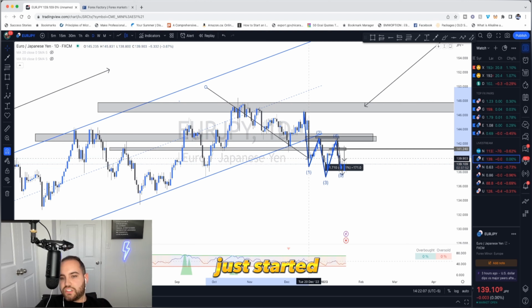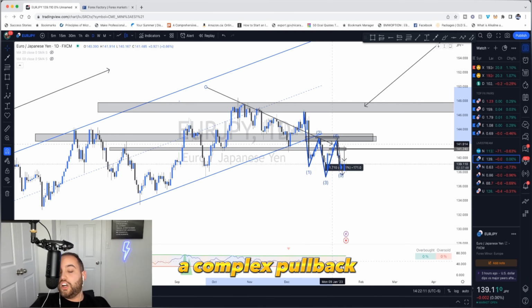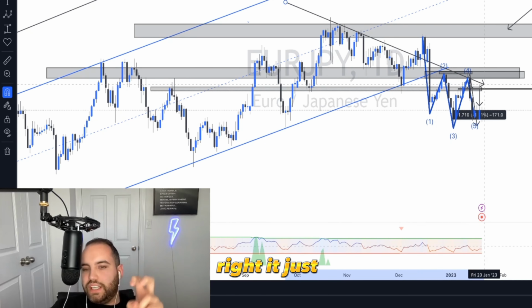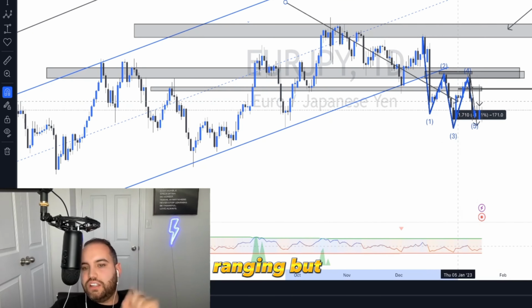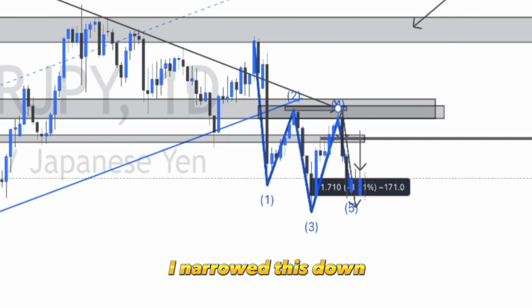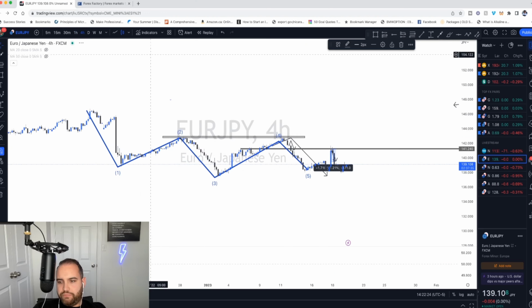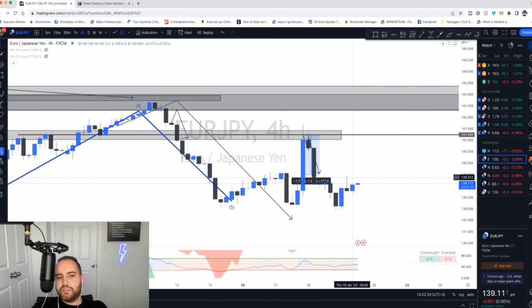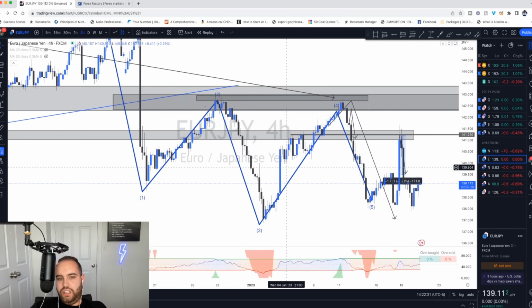Even though we could have just started to look, because technically it retested and created a complex pullback and retested these highs, right? So it didn't really create a lower low, right? It just kind of started ranging. But what was this? This was the high of the range, right? So then I narrowed this down to the 4-hour, okay? And what did I see here? I saw this strong momentum retest to this major level of resistance.